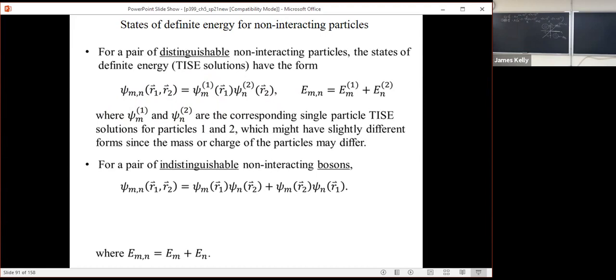What about if we have indistinguishable but still non-interacting bosons? Okay, that's not the case of electrons, but we have to imagine some other, like, helium atom with two bosons orbiting around the nucleus.